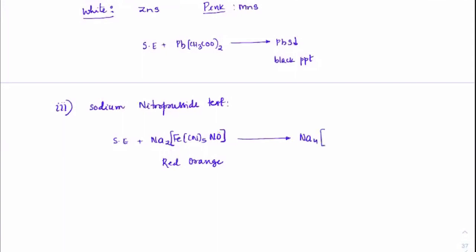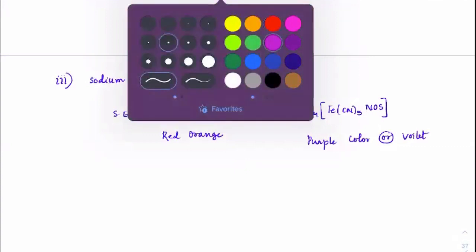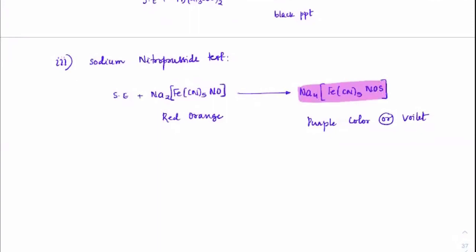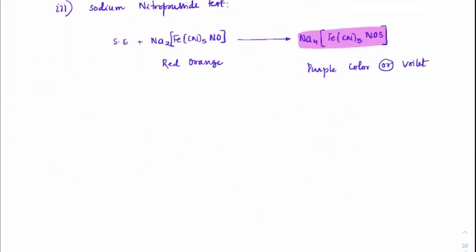It becomes Na4[Fe(CN)5NOS]. Correct? This would turn out to be purple color, or we can say violet as well. So this is the color you can expect it to form. I hope this point is clear, everyone. So this is the second confirmation, which is for the detection of sulfur. Suppose we have nitrogen and sulfur both present together. How do we detect it?